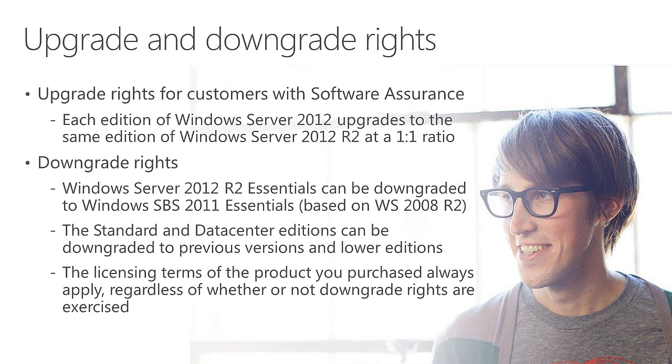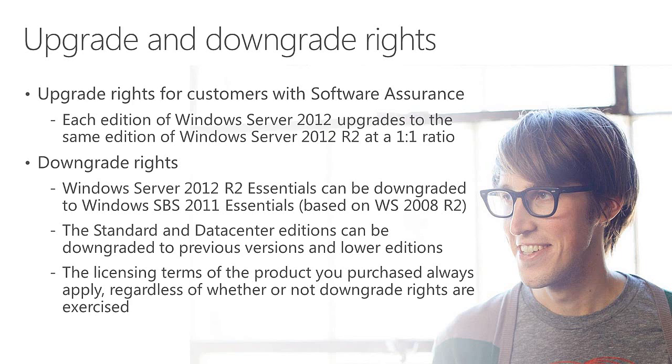But there are more questions that I hear around downgrade rights. So what can you do in terms of downgrade? If you buy the 2012 R2 edition of Essentials, you can downgrade that to previous versions. So you can go back to Windows Server 2012 Essentials, and you can even go back to Windows SBS 2011 Essentials. This is primarily done for application compatibility reasons. That's why we have downgrade rights, to support these application requirements. SBS 2011 was based on Windows Server 2008 R2.